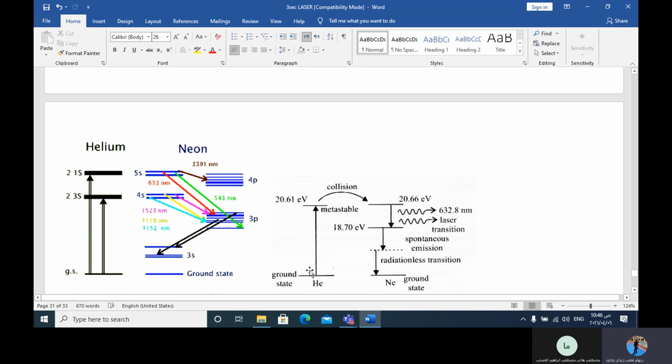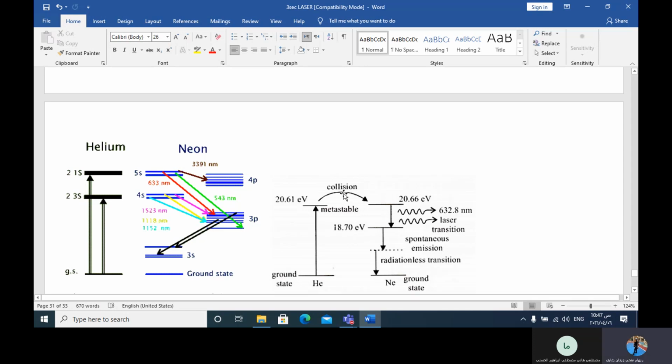Now, in this diagram, this is the helium ground state. This is the metastable state. Okay, can you see here? This is the metastable state, which is an excited level of energy. But metastable means that the lifetime spent here is higher than normal. It's approximately 10 to the power of -3 seconds, as we said, which is longer than 10 to the power of -8, which is the normal lifetime for atoms to be excited.